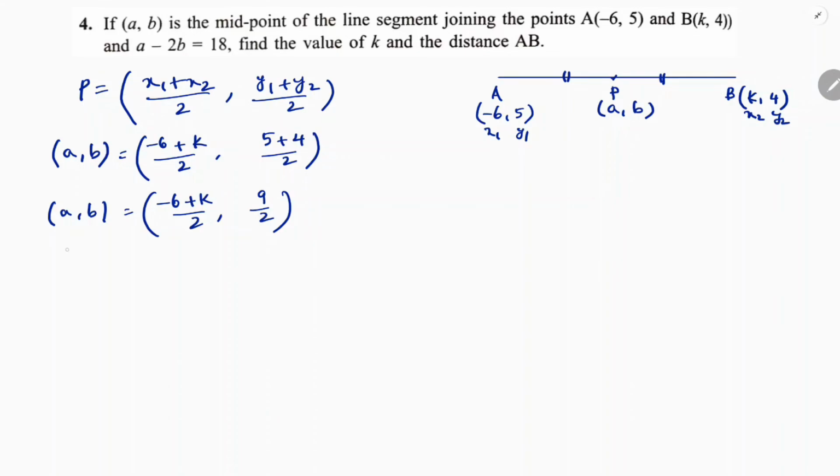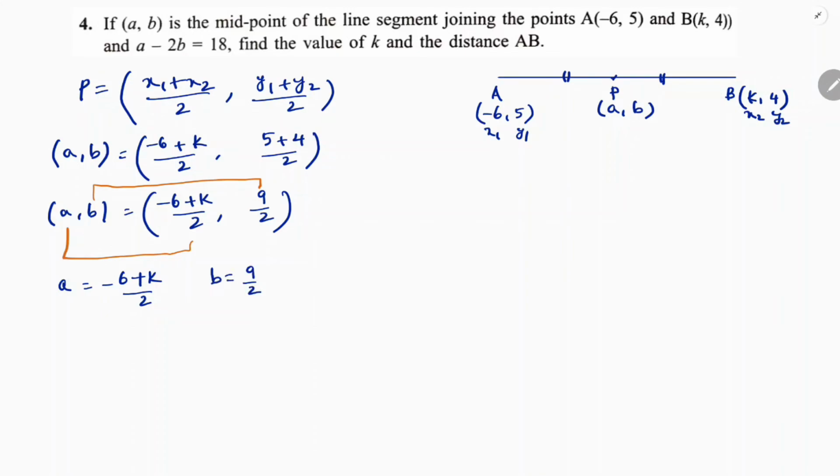Now if we compare here, the abscissa a equals (-6 plus k) by 2 and b equals 9 by 2. So the a value is (-6 plus k) by 2 and the b value is 9 by 2.